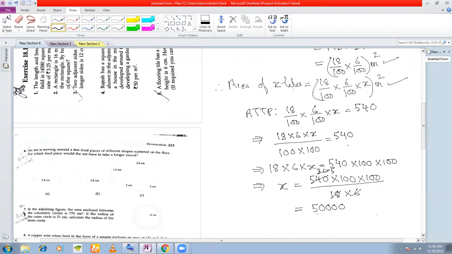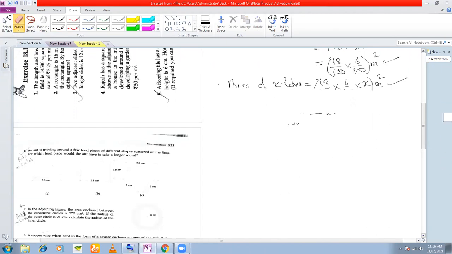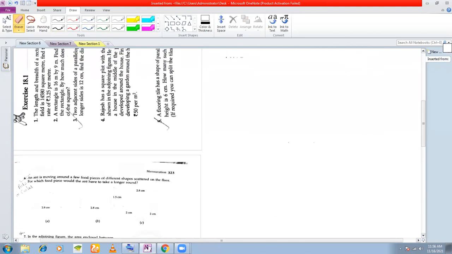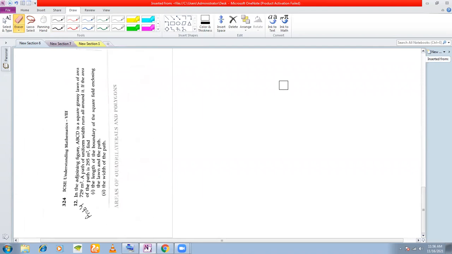No, sir. Okay, so this is one problem from your parallelogram. We'll do one problem from squares. Okay, the last problem from squares. Yes, this is one problem from squares.